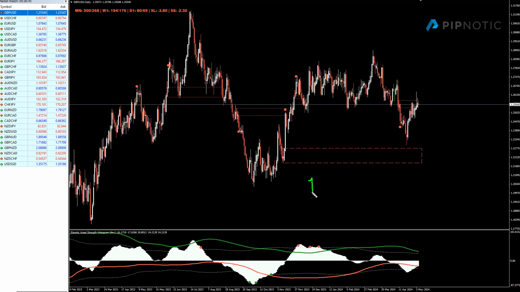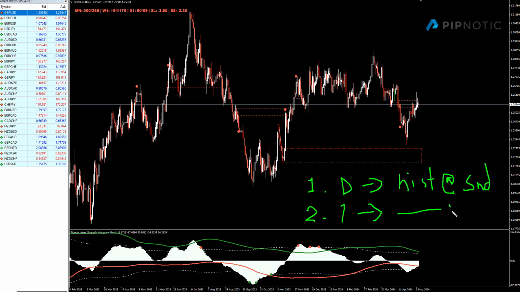Okay, so if I just make some steps, number one, go to the daily chart and look for the histogram at supply and demand. When you see that, you go to step 2. What's going on here? This can be, for example, the 1 hour chart. We want to see the same thing occur, plus we want to see the pattern.